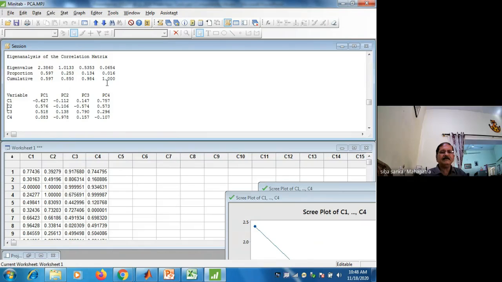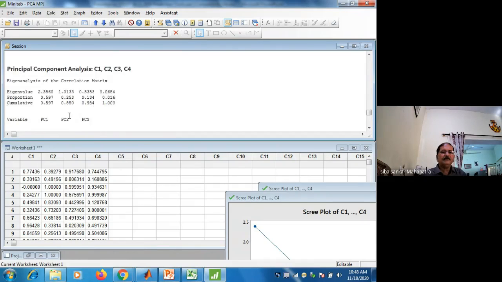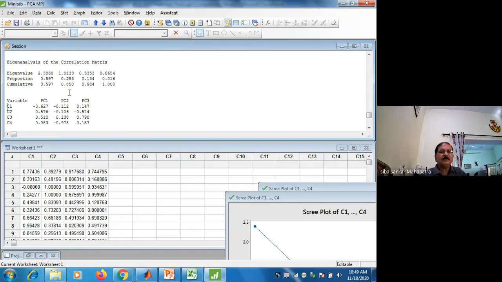And here it is given the cumulative variation explained by component, and it should be 1. So these are the coefficients for different principal components that we have found out. Now, if I make it 3, you see the first component explains 59.7%. The second component was explaining 25.3%, the third component is explaining 13.4%, and the fourth component was explaining 1.6%.